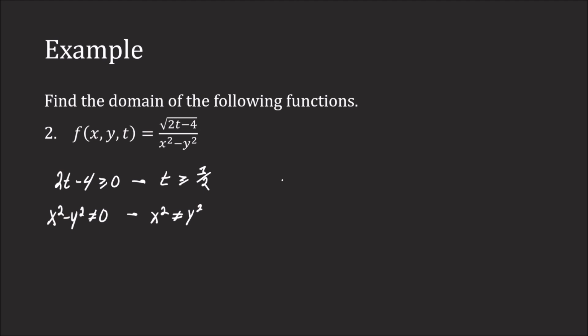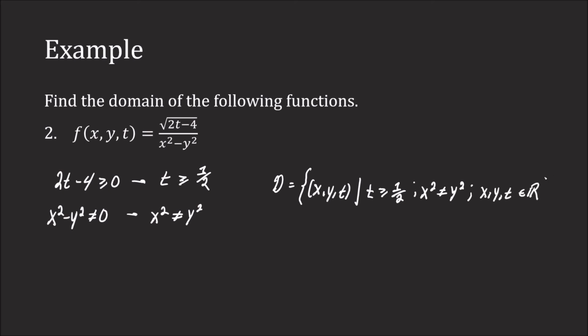So the domain would be the set of all x, y, t such that t is greater than or equal to 2, x squared cannot be equal to y squared, and then of course x, y, and t are all real numbers. So that concludes our introductory study of multivariate functions.